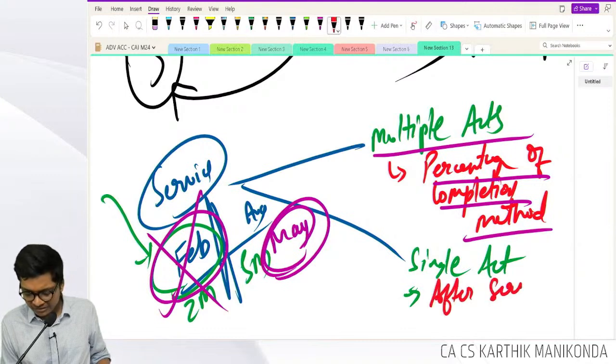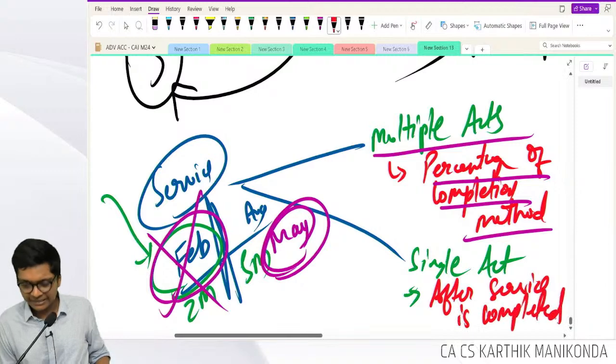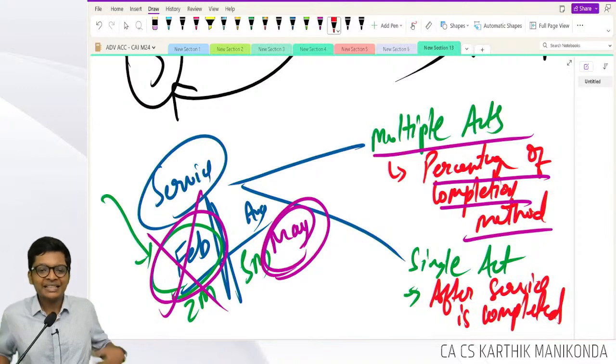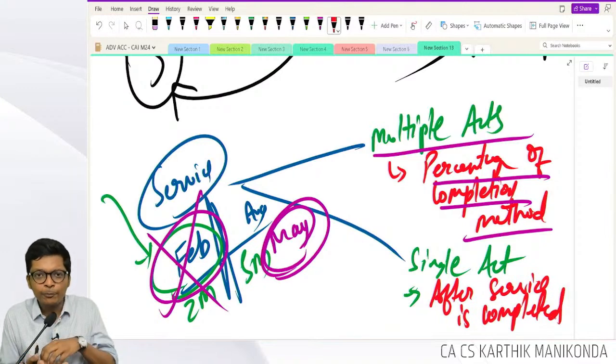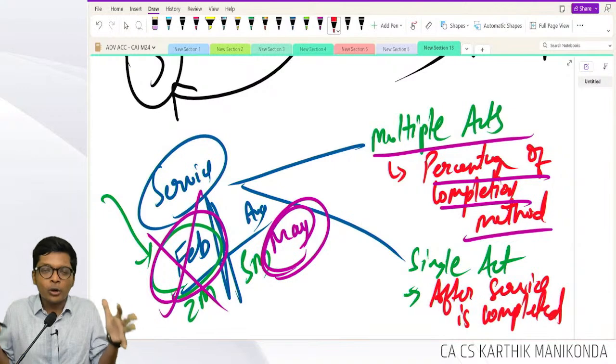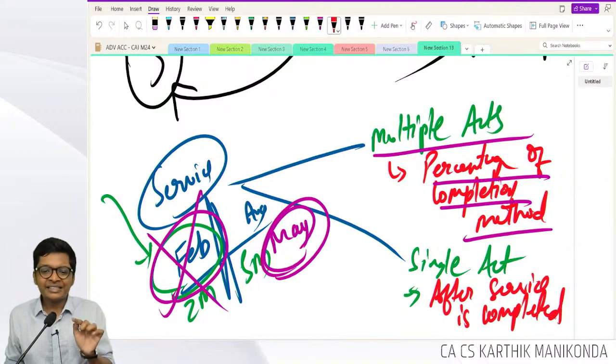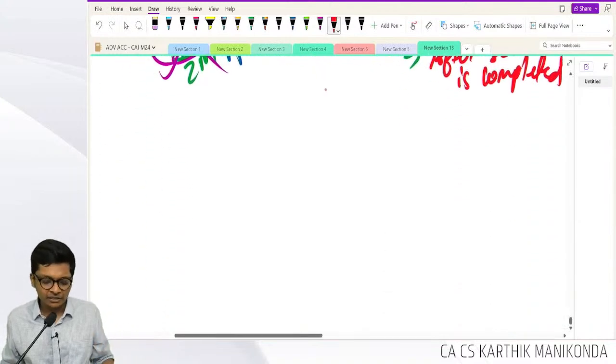After the service is completed. So very simple, guys. Service is happening at a single point of time, or service is happening over a period of time. Over a period of time, use the percentage of completion method. For a single act, account when the service is completed. Okay, fine, sir. That is done.